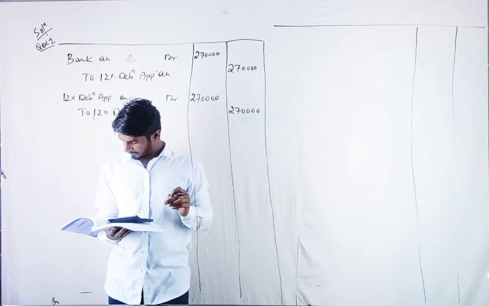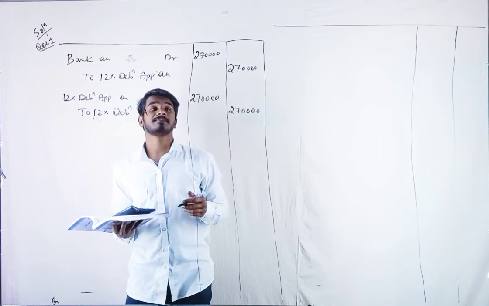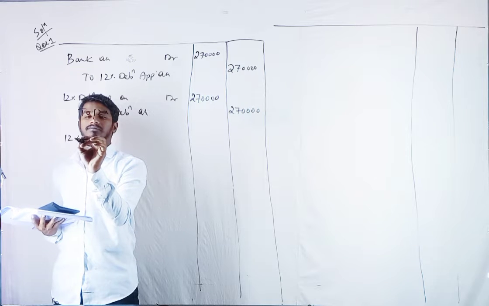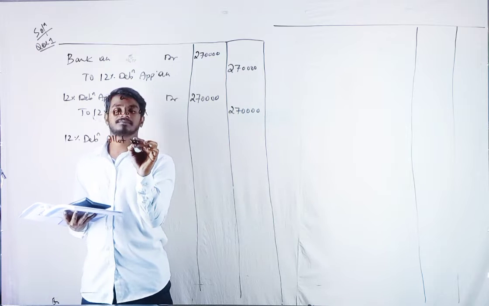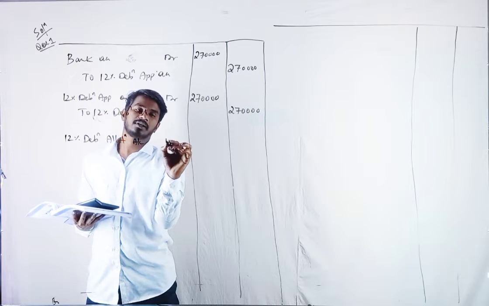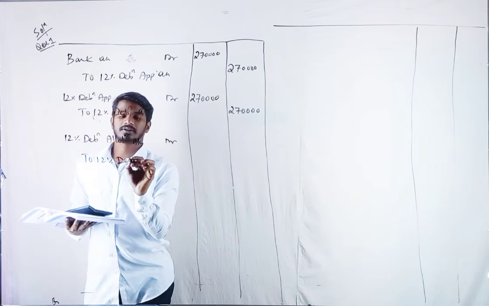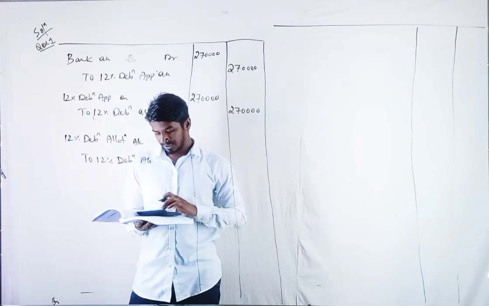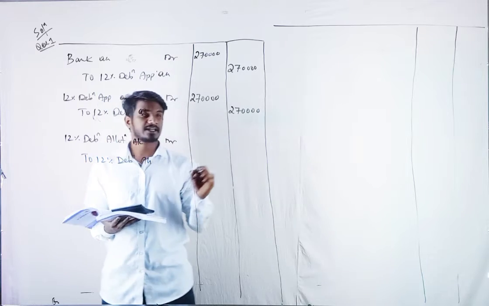Then on allotment, the remaining amount should be paid. 12% debenture allotment account debit to 12% debenture account. How much? 9,000 into the remaining, it is 70, right? 6,30,000.